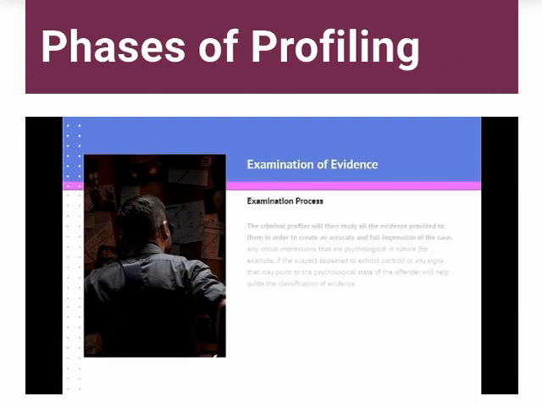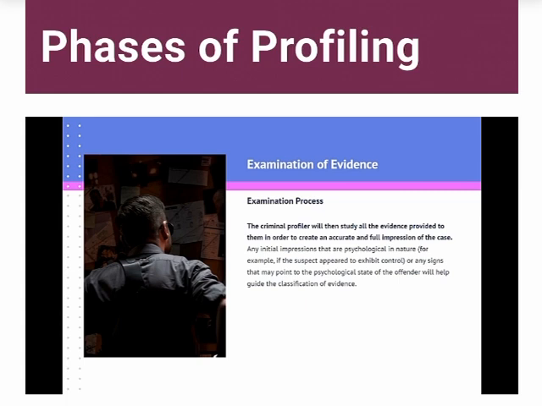The examination process. The criminal profiler will then study all the evidence provided to them in order to create an accurate and full impression of the case. Any initial impressions that are psychological in nature, for example, if the suspect appeared to exhibit control, or any signs that may point to the psychological state of the offender, will help guide the classification of evidence.